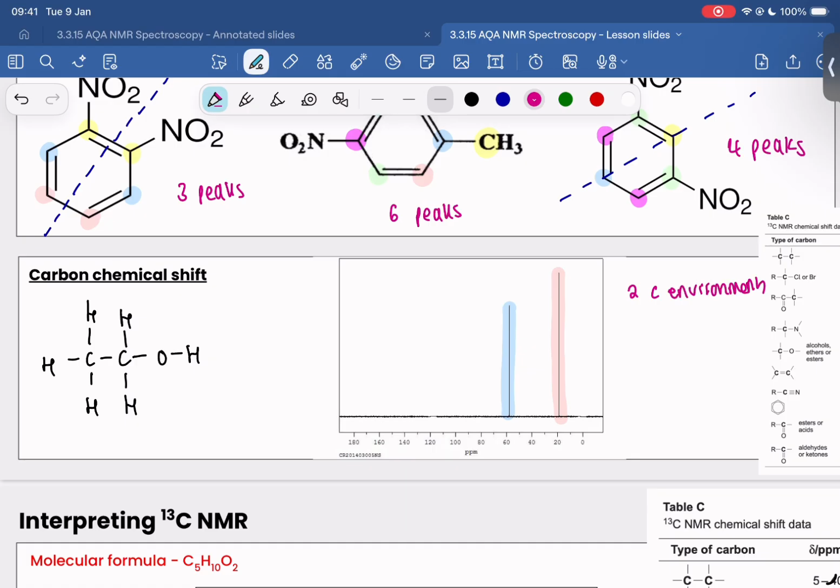And if I've already told you that this is ethanol, you can see that there are 2 carbon environments. And what are the 2 carbon environments? There's a carbon environment here and there's a carbon environment here. We just need to work out what carbon environment we're referring to when we're looking at each of these peaks.